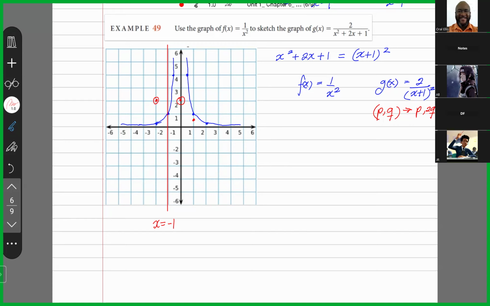All right. Now, (-2, 1/4), move 1 unit to the left, (-3, ...), multiply the 1/4 by 2, it becomes 1/2.